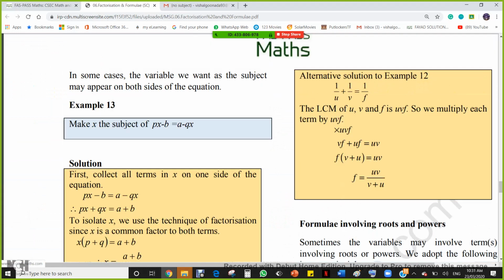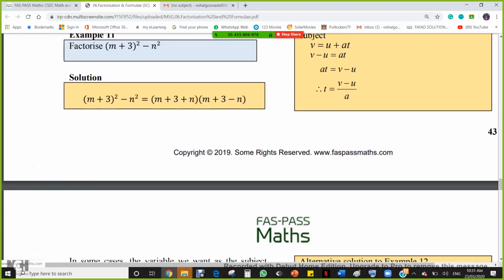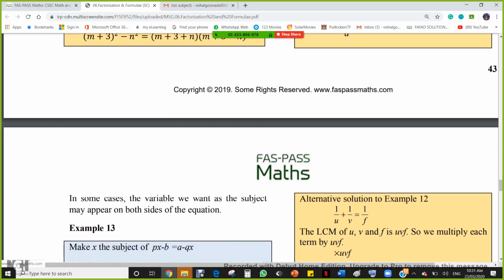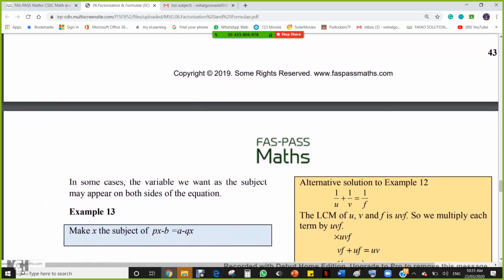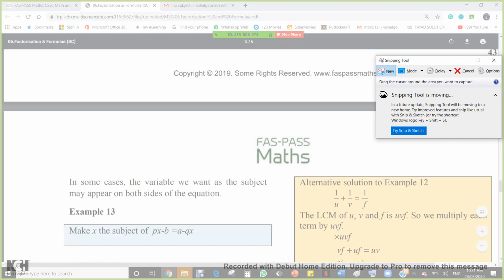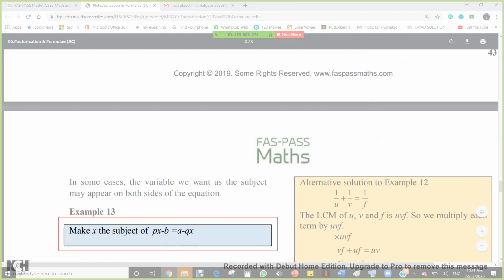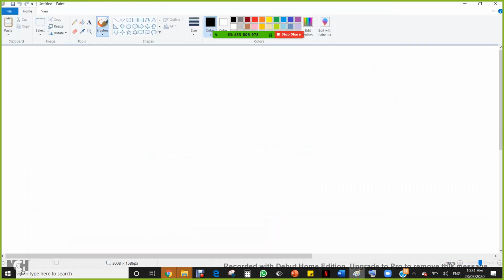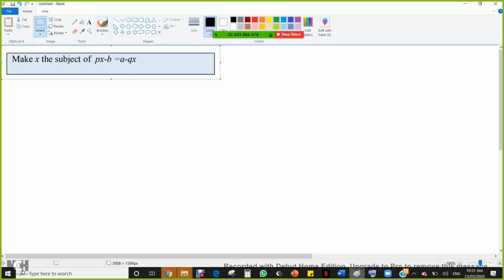Right. So in this case here now, we are given Px minus B is equal to A minus Qx. Right? And they ask us to make x the subject of the formula. So you all want a minute to try it, or you all want me to do it for you? Good. We want to try it. Okay, I'm gonna give you all 1 minute, only 1 minute to try it. I'm putting it up on the thing here.